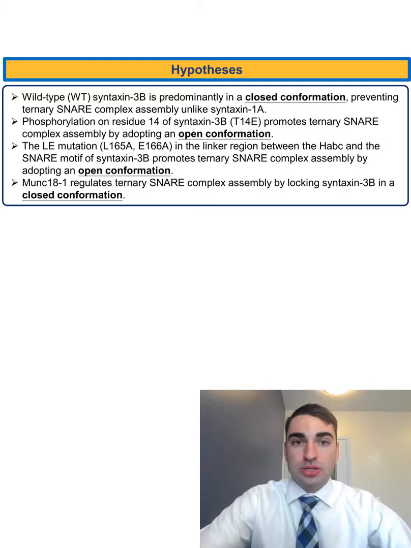Our main goal is to understand how syntaxin 3B controls neurotransmitter release by adopting different conformational states. We hypothesize that syntaxin 3B is predominantly in a closed conformation, unlike SNARE proteins in different parts of the brain. We also hypothesized that a phosphorylation on residue 14 will promote an open conformation, and we looked at the LE mutation in the linker region, which will allow syntaxin 3B to adopt an open conformation. We also looked at a SNARE chaperone protein, MUNC18, to understand its effects on the conformational changes of syntaxin 3B.